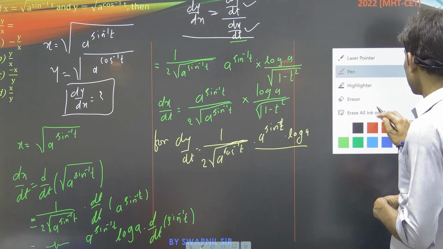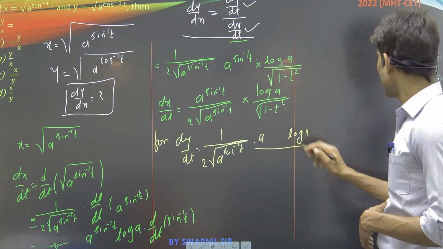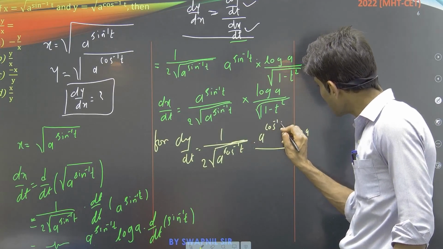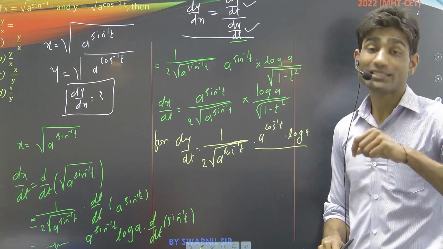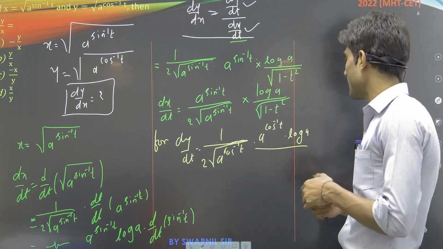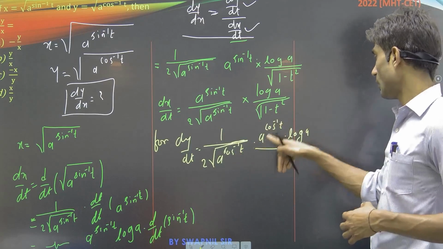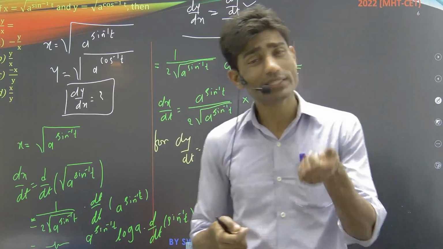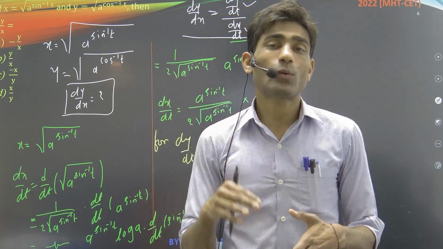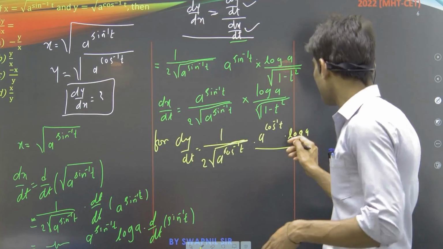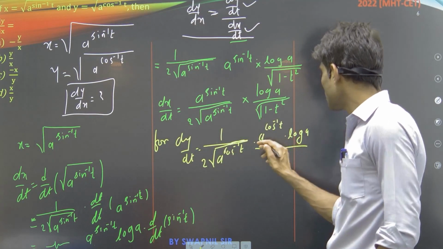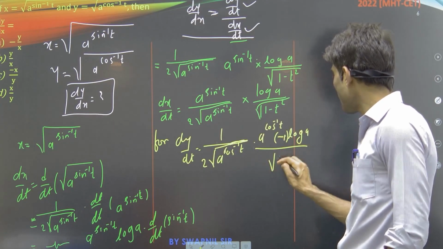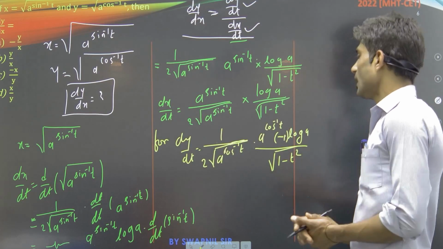Let me write this one again. This one is a to the power cos inverse of t. The differentiation of a to the power x is a to the power x into log a, and I applied that concept here. So a to the power cos inverse of t into log a, divided by the differentiation of cos inverse of t with respect to t, which is minus 1 upon square root of 1 minus x square. That means we write minus 1 here, multiplied by 1 upon square root of 1 minus t square. This one is our dy by dt.